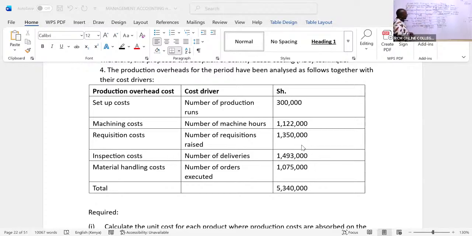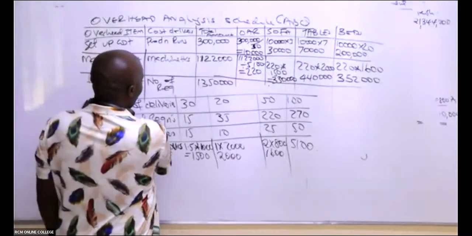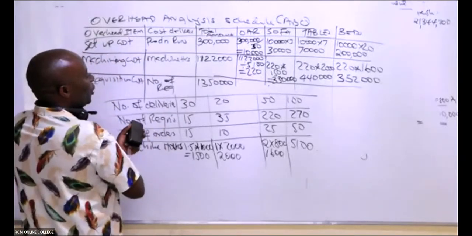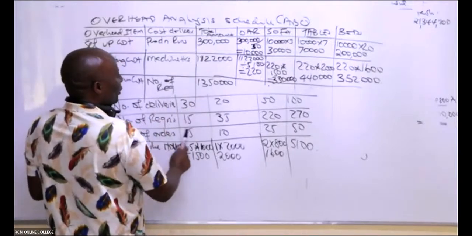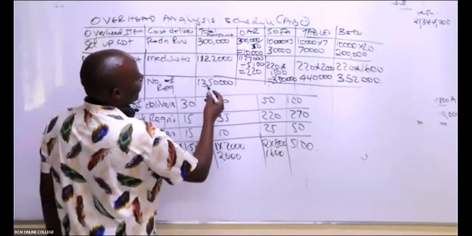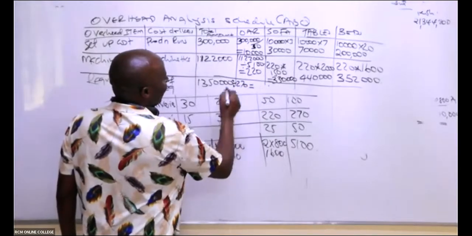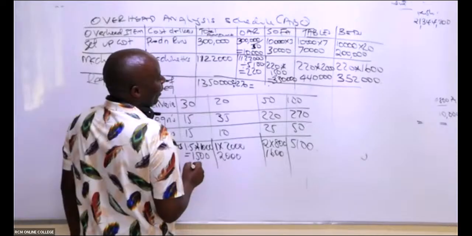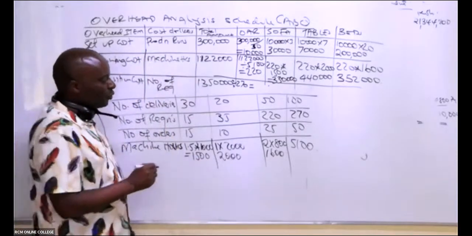So now you are experts, really. Go ahead and give me the OAR for the requisition cost. It's very easy. The OAR here, you take this amount divided by number of requisitions, which are how many here? 270. So you simply divide this by 270. Do you have an answer? 5,000. Thank you so much.